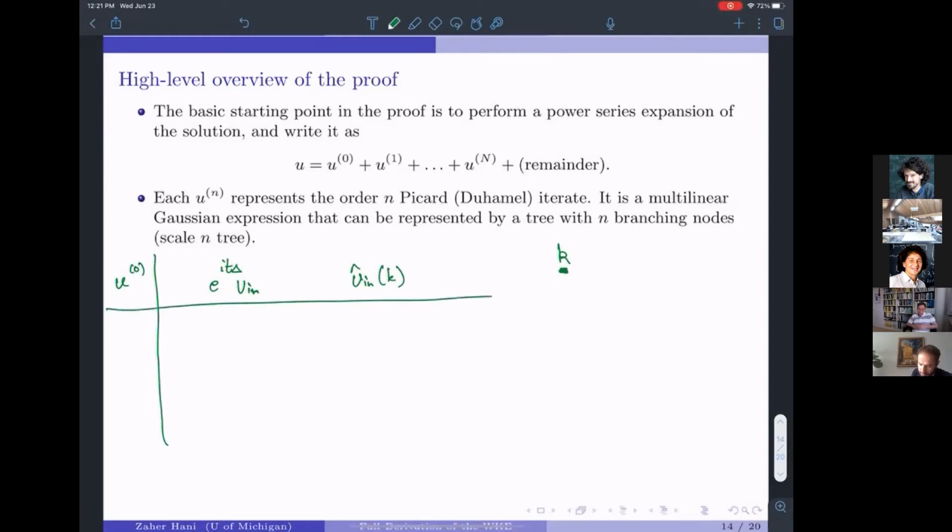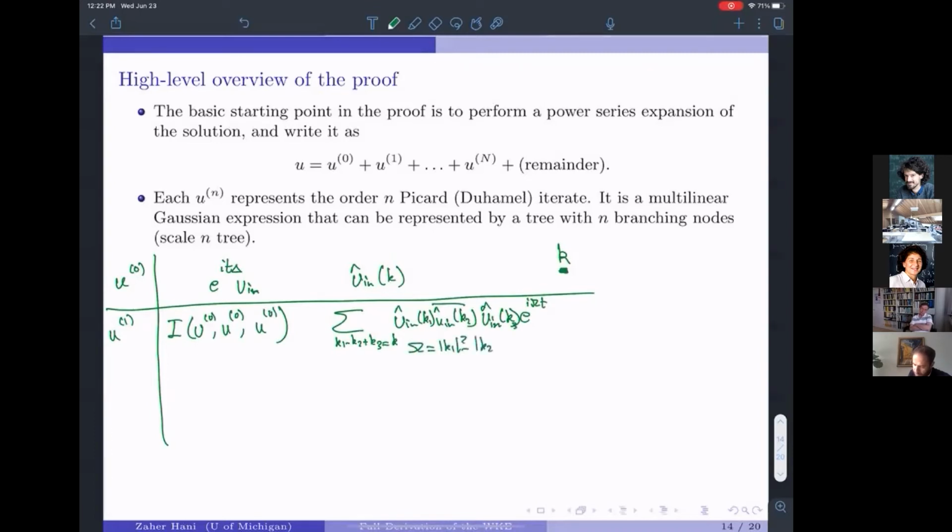Let's look at the first iterate, U1. U1 is given by I of U0, U0, bar U0, and this I is just the Duhamel integral. In Fourier space, I can still write it without much trouble. This is a sum over k1 minus k2 plus k3 equals k. You have U initial hat at k1, U initial hat at k2, bar U initial hat at k3, e to the i omega t, where omega is just k1 squared minus k2 squared plus k3 squared minus k squared.